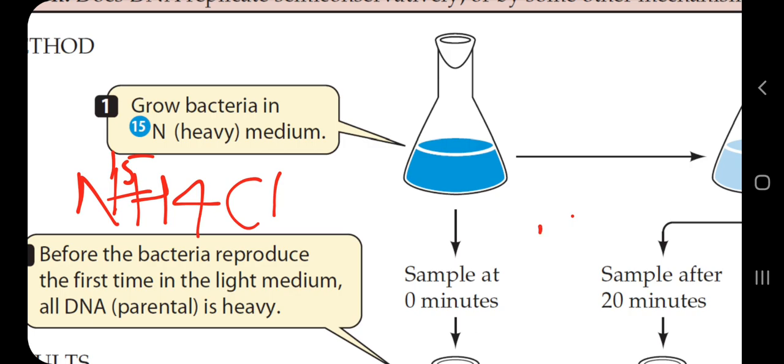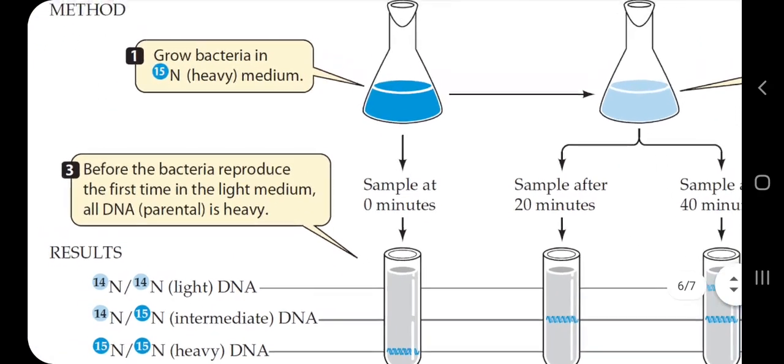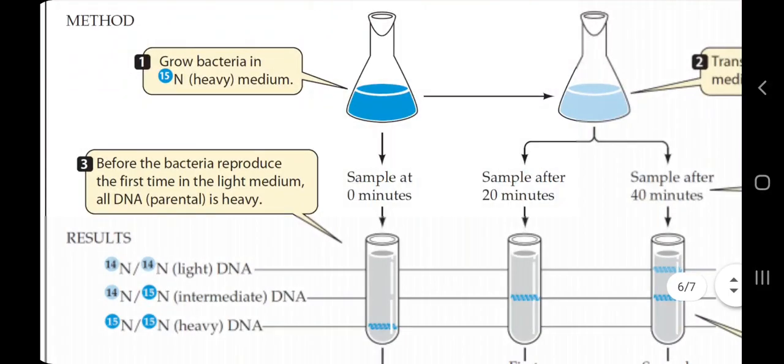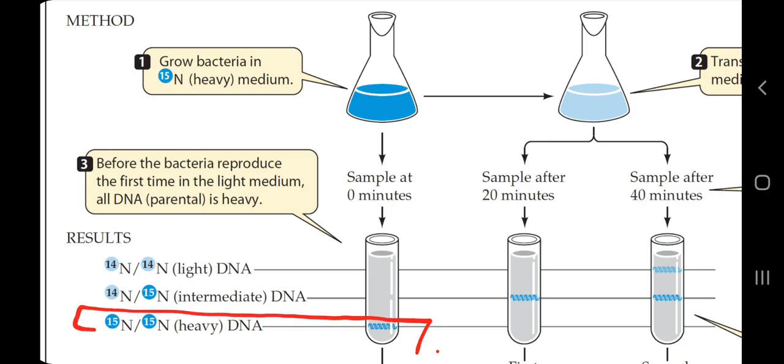So sample at 0 minutes. What is sample at 0 minutes? It simply means that they grew the bacteria for several generations in 15N medium, NH4Cl of course, and then they killed those bacteria and centrifuged them in the centrifuge tube, and what they got, the very simple result which we have discussed earlier, was that 15N DNA settled at the bottom of the centrifuge tube.